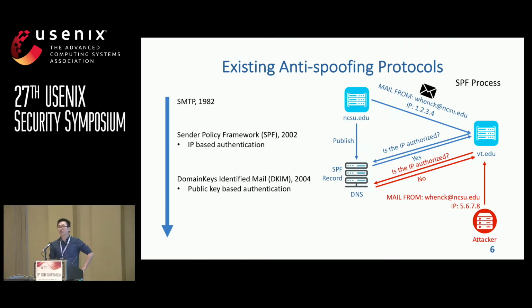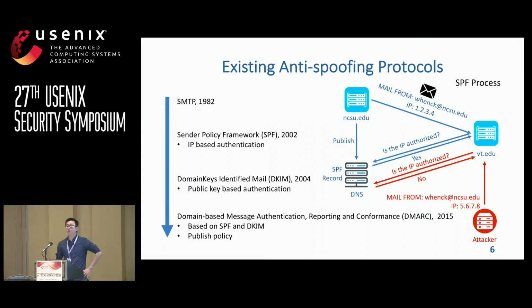The second protocol is called DKIM. DKIM is public key-based authentication. It works in some ways like SPF. When sending the email, NC State needs to sign the email. And after receiving the email, Virginia Tech will use the public key to verify the signature. Because the attacker cannot obtain the private key of NC State, it cannot sign and thus cannot spoof William and NC State.